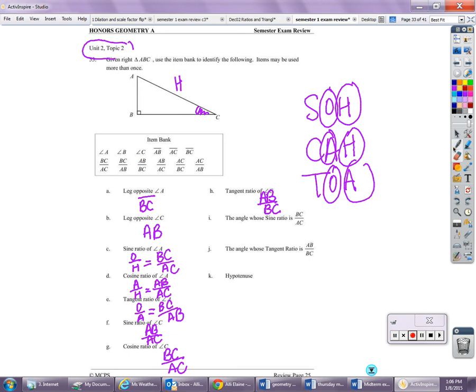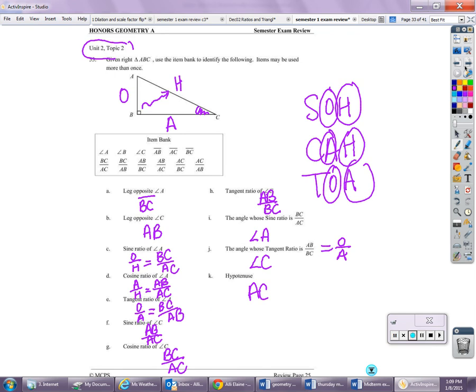Alright, so which angle has sine as BC over AC? So opposite needs to be BC. That would be angle A. Tangent is AB being the O, BC being the A, TOA. Okay, AB is the O, BC is the A. So if you want AB to be the opposite and BC to be the adjacent, then you need to talk about angles. And lastly, the hypotenuse never changes. It's always across the 90 degree, so it is AC.